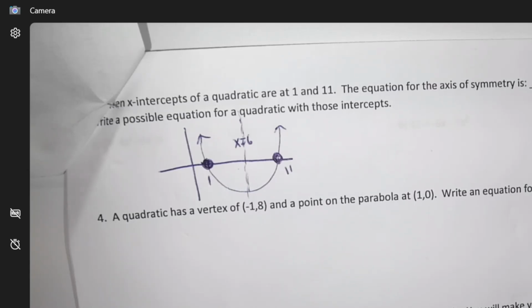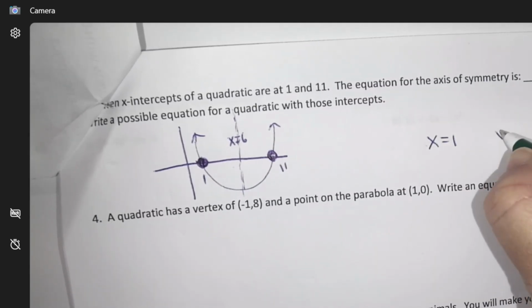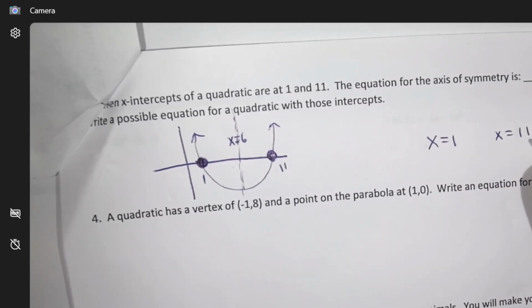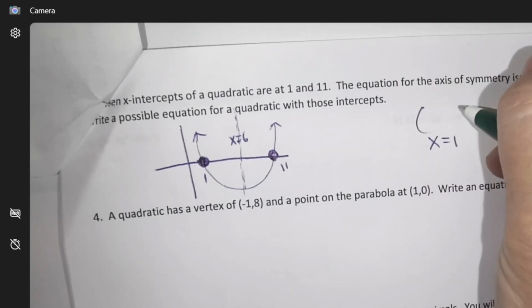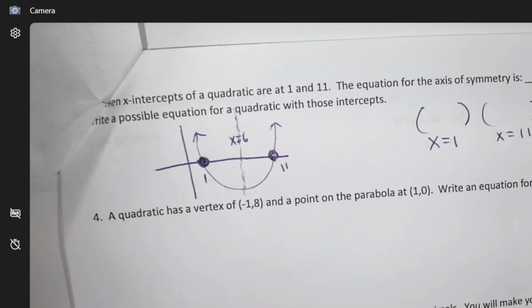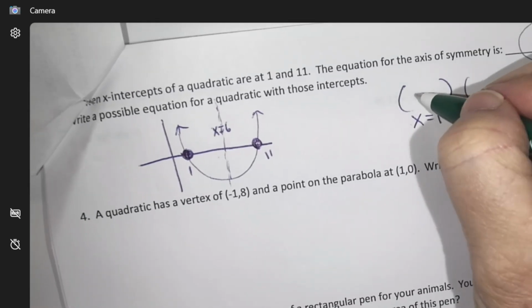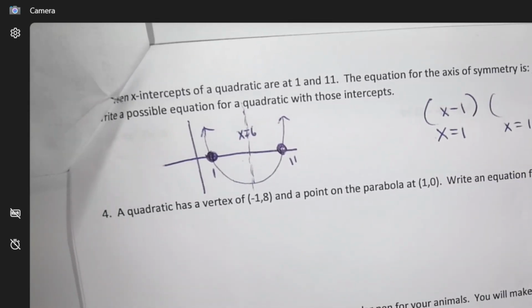So here's a question. If I was to get the x-intercept of 1 and x-intercept of 11, what was the process ahead of this that I did to get an x-intercept? What do you do above this to produce x-intercepts? Factor. Okay, so what kinds of factors would I have had? X minus 1 and x minus 11.